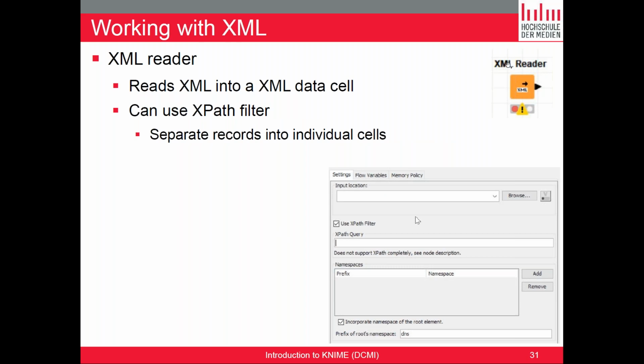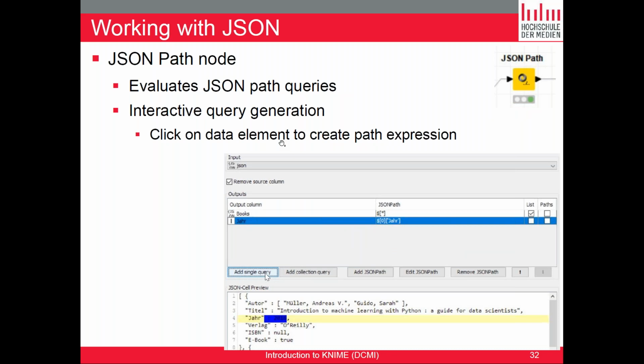And correspondingly, the XML reader basically needs nothing more than the input location, and it will read all the XML data in a single cell. And if I want to separate the records, I can use an extra XPath filter to separate the records into individual cells. And the same happens with JSON. Instead of XPath, there's JSON path, which is a completely different syntax, which I personally always forget how it's working because I rarely use it.